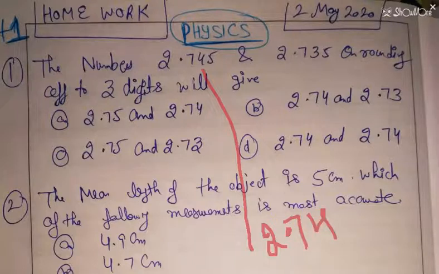In the next case, you can see this value is 2.73. Now I have to round it off to 3 digits. So its value will remain 2.7. Now will 3 change or not? The term next to the 3 is 5, and 3 is an odd number. So that means this will change and it will become 2.74.